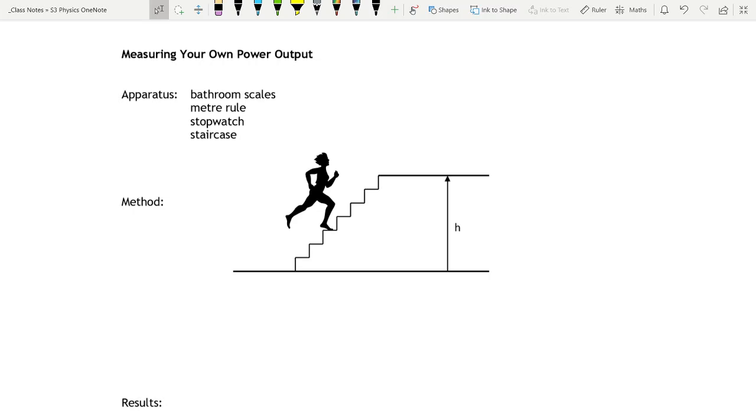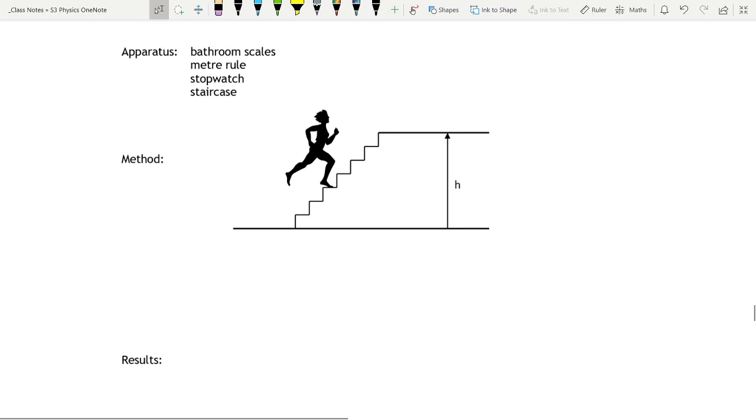Okay, so to find power, we know that power is energy over time. So what we're going to do is find the power output running up this first flight of stairs just next to my lab. The energy that you're going to be gaining as you go up the stairs is what type of energy? Potential energy, yes. So you're going to be gaining a certain amount of gravitational potential energy, and you're going to measure the time it takes for you to gain that energy.